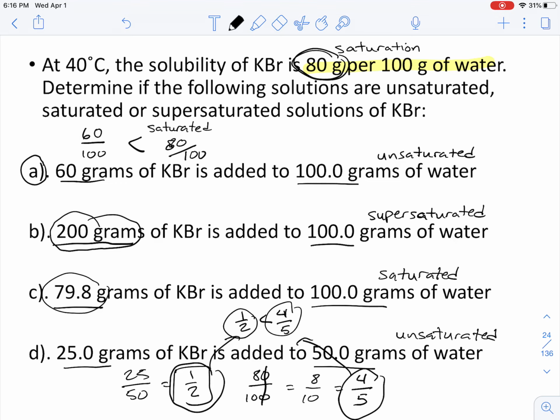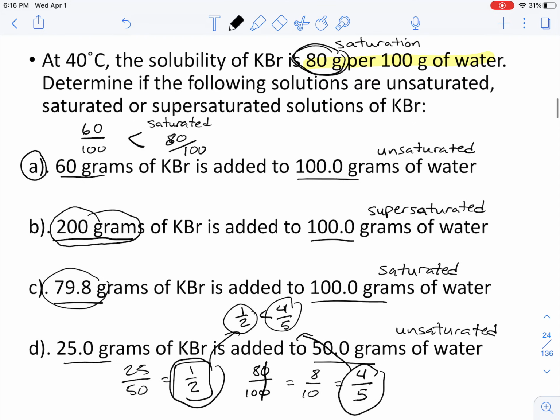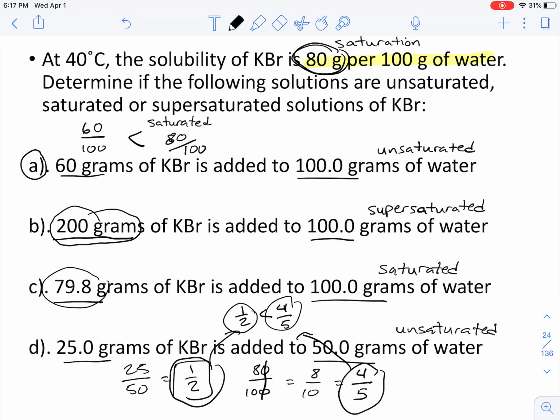Okay, so hopefully through this video you guys understand how to identify if a solute is going to be a strong electrolyte, weak electrolyte, or non-electrolyte. And hopefully you guys understand what it means for a solution to be saturated, unsaturated, and supersaturated.